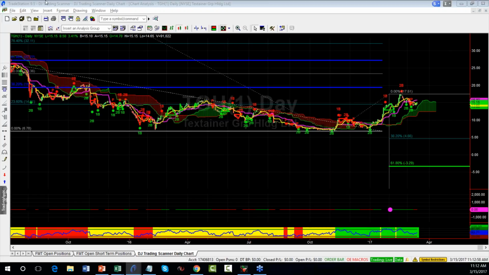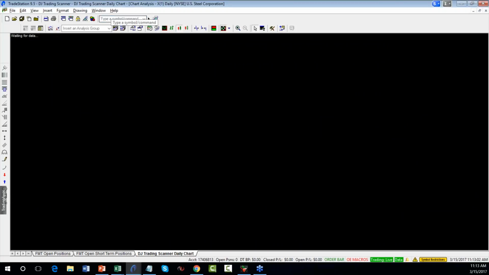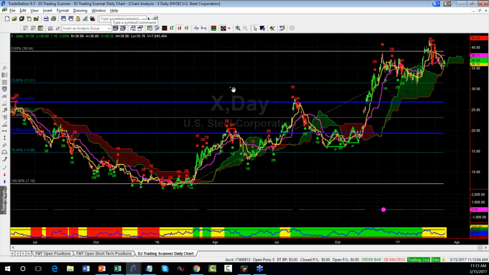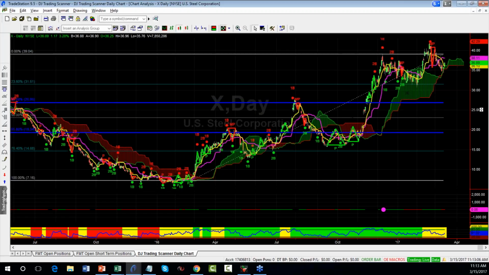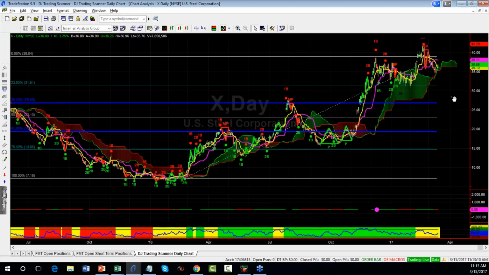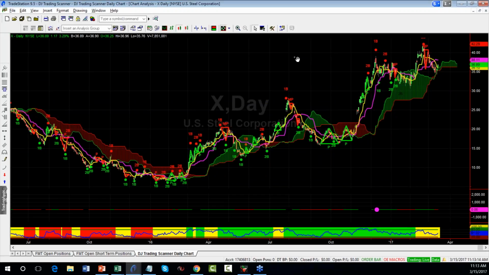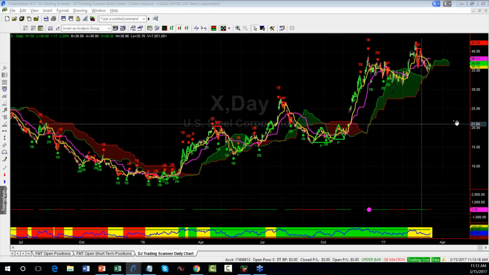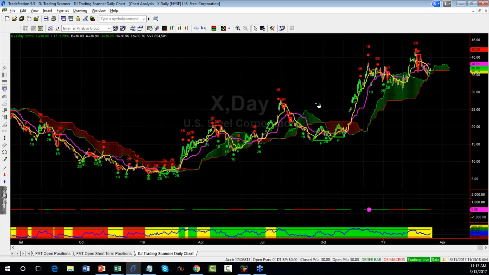So X, US Steel, let's look at X. X is a very tradable instrument a lot of the time. So it's a lot of fun. So X is in a bullish impulsive wave right now. And we have to reset the lines from the last time we looked at it.